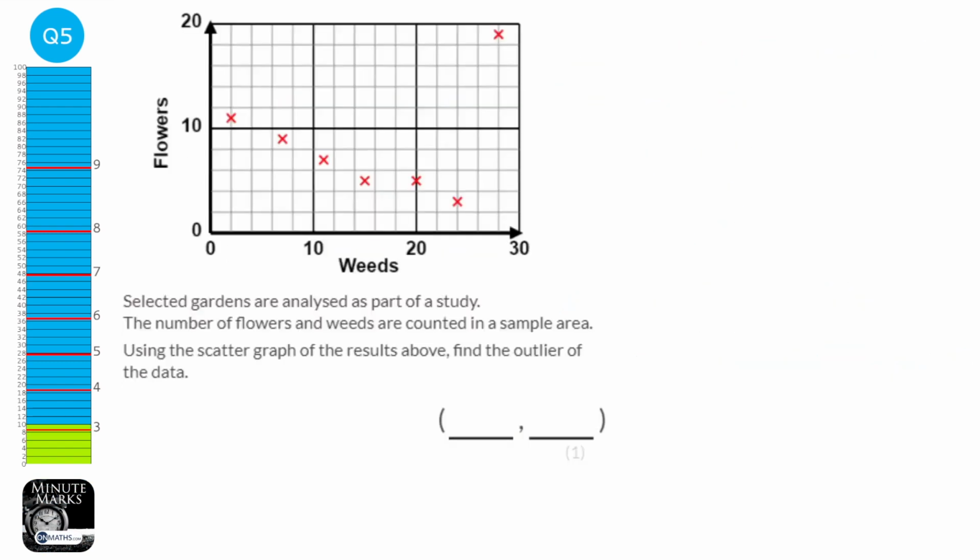On a scatter graph, an outlier is a point which doesn't fit the pattern. And as we can see here, all of these coordinates fit kind of a nice line going down there. So they all are showing a trend. But we've got this point here that's nowhere near that trend at all, and that's what we call an outlier. So we know that these are going up in twos, so this will be 28, so the x coordinate will be 28, and this will be 19. So our coordinate will be 28, 19 for our outlier.